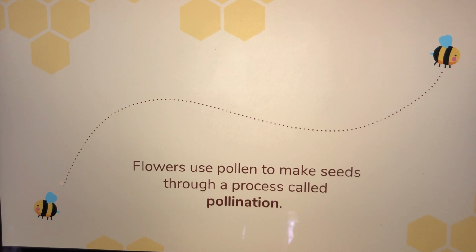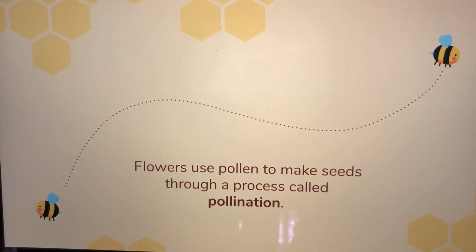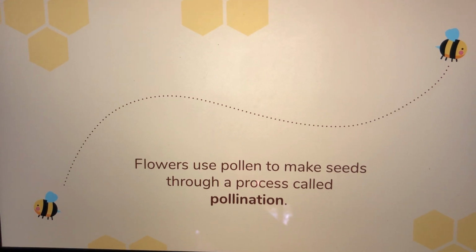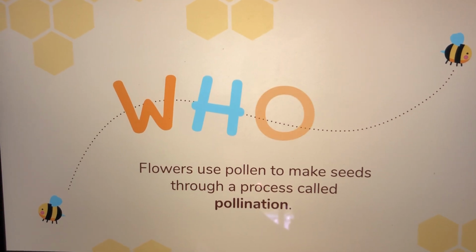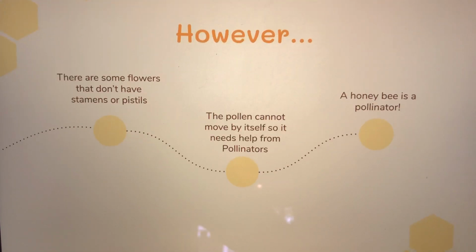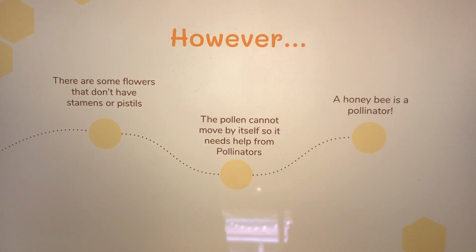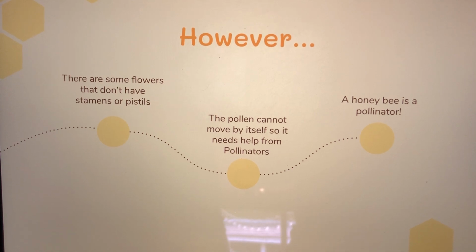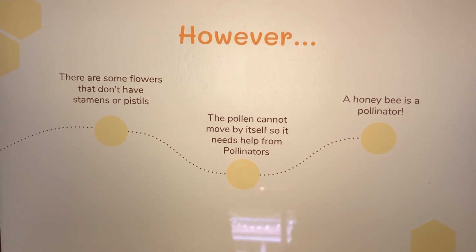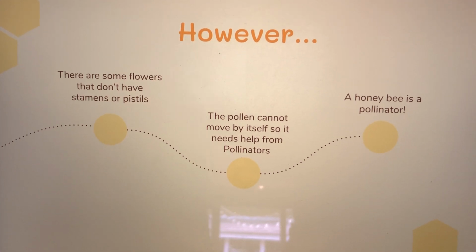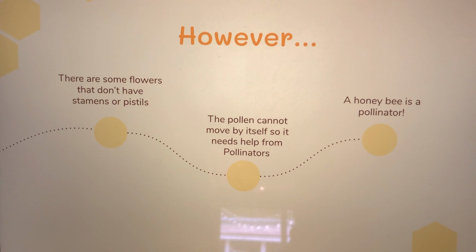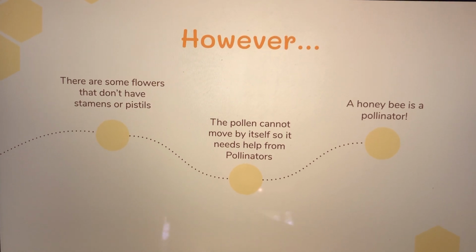So flowers use pollen to make seeds through a process called pollination. However, there are some flowers that don't have stamens or pistils. The pollen cannot move by itself, so it needs help from pollinators. Does anyone have any idea of what a pollinator is? A honeybee is a pollinator, correct? Good.